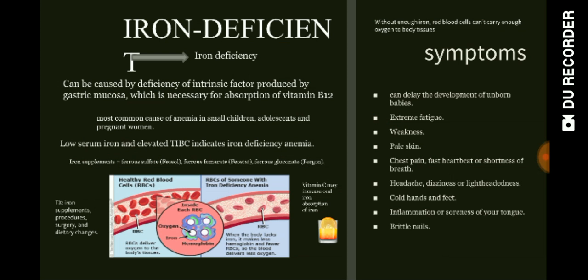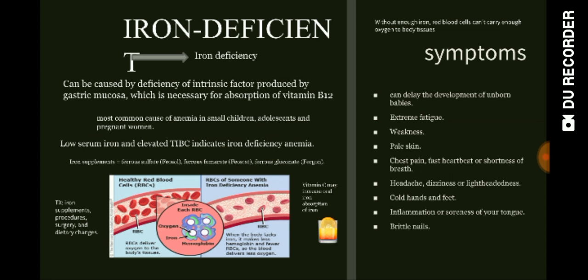Iron deficiency anemia is caused by an iron deficiency. Without enough iron, red blood cells can't carry enough oxygen to the body's tissues. It can delay the development of an unborn baby. You'll see extreme fatigue, weakness, pale skin. People can present with chest pain, tachycardia, shortness of breath, headache, dizziness, lightheadedness, cold hands and feet, inflammation and soreness of the tongue, and brittle nails. It is the most common cause of anemia in small children, adolescents, and pregnant women.